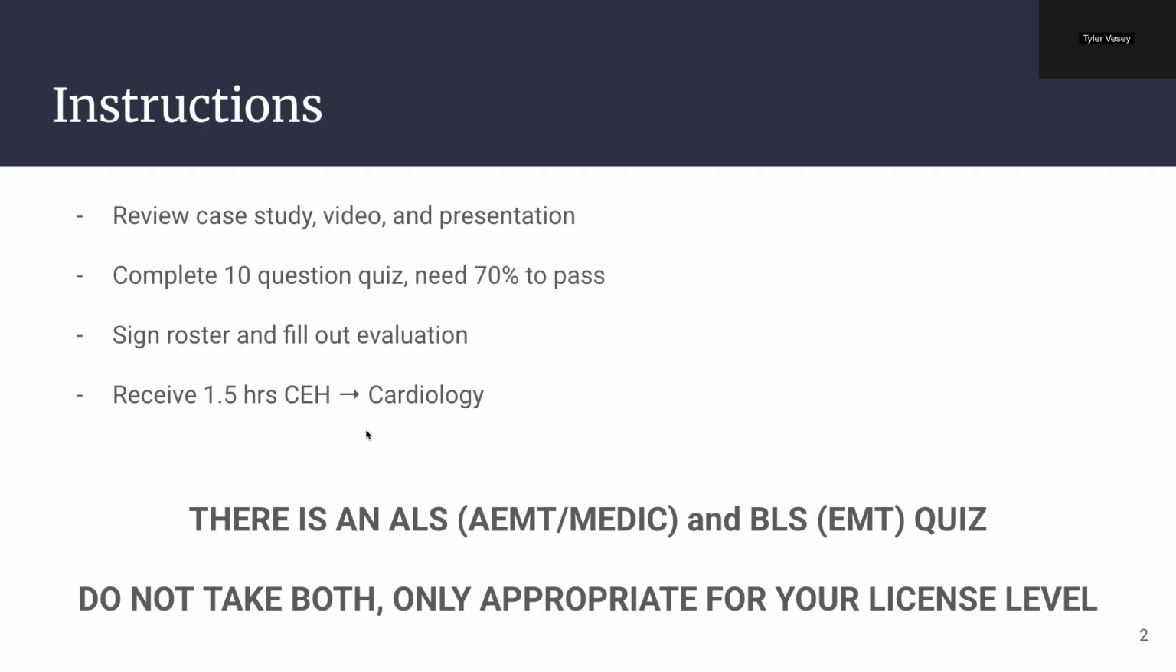This month, we're going to be going over management of adult tachycardia, more specifically, adult tachycardia with a pulse. So don't expect any cardiac arrest stuff in here.